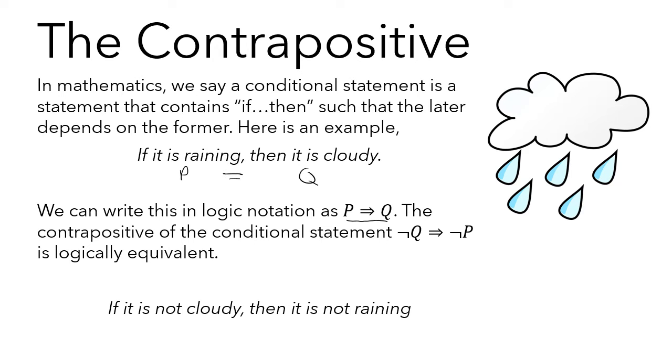So P implies Q. The contrapositive of the conditional statement is where you flip the order and you negate both P and Q. So it'd be the negation of Q implies the negation of P. And this is actually logically equivalent to the original statement. So here it is. If it is not cloudy, then it is not raining. So this statement and this statement are actually logically equivalent.